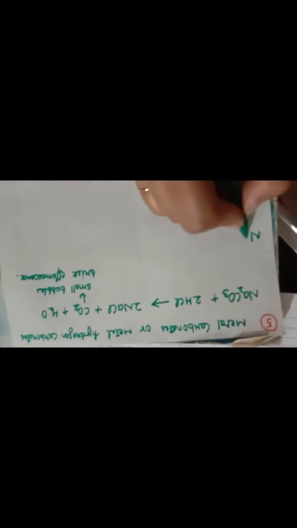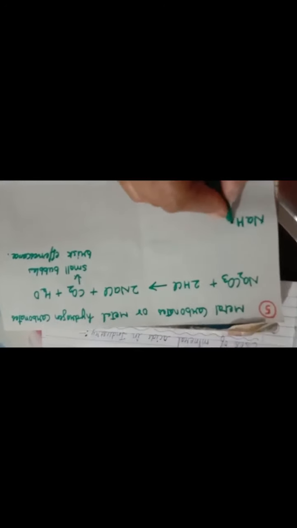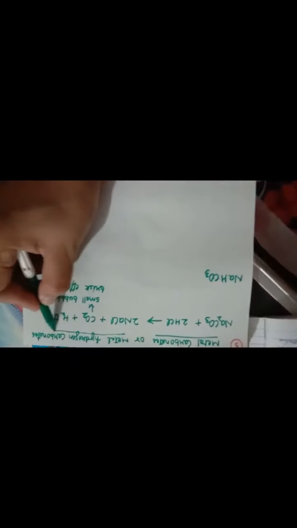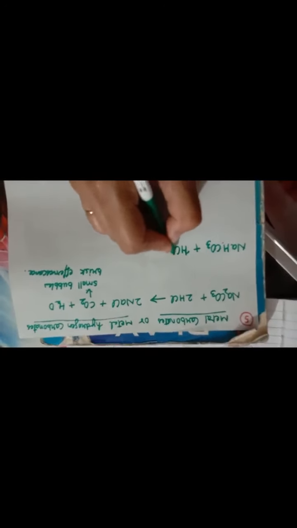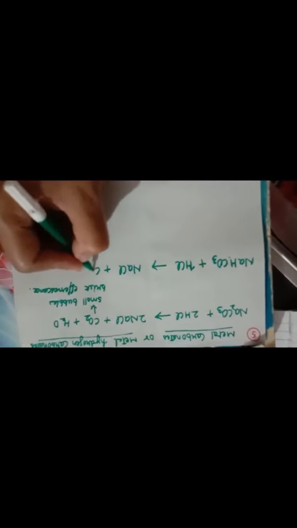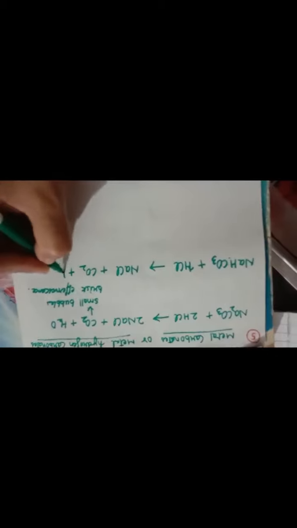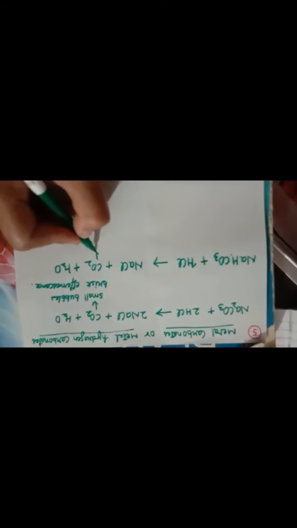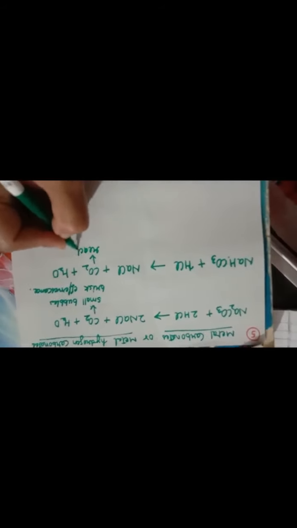Similarly, if we take sodium hydrogen carbonate, that is sodium bicarbonate, this is a metal hydrogen carbonate. If we react it with an acid, it similarly produces sodium chloride plus carbon dioxide gas plus water, and this carbon dioxide gas reacts with lime water.